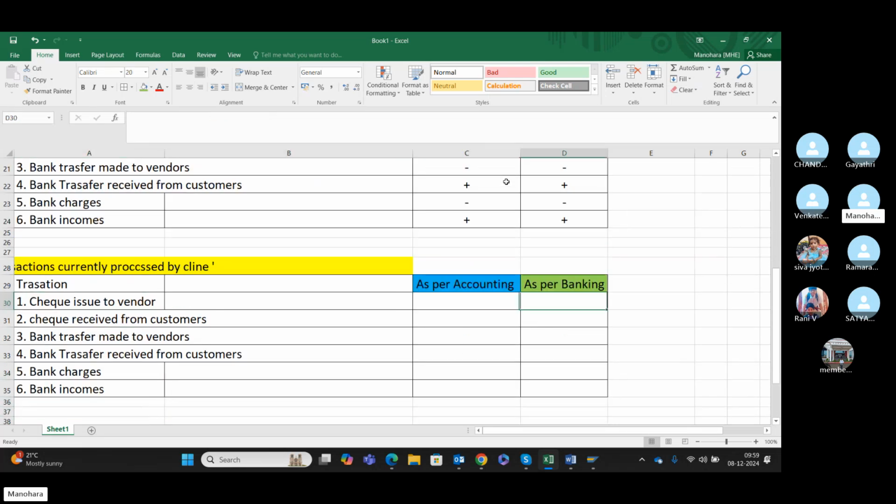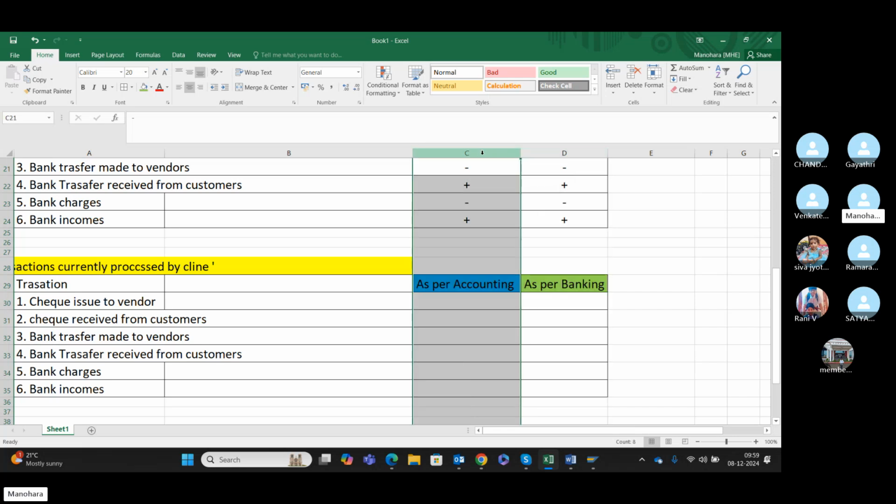Check issued to vendor. Is it a debit or credit as per accounting? Check issued. In accounting knowledge, we use the vendor account and the bank account. So the vendor will go to debit and the bank account will be credit. Check is the bank, so as per bank, it is a credit. Now one by one we can move on.